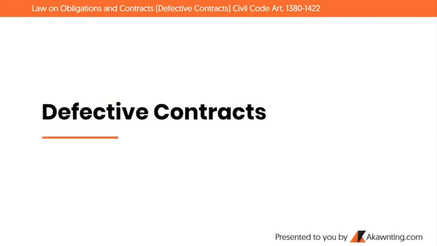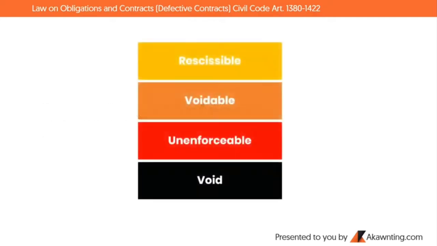So last time, nabanggit natin na there are different classifications of contracts according to their binding power. So nandun nga po ang apat na defective contracts together with a valid contract. However, hindi na po natin isasama ang valid contract sa discussion na ito dahil automatically naman kung hindi siya nagfo-fall dun sa apat na defective contracts natin, ibig sabihin that is a valid contract. Okay? So ayan. So we have 4 defective contracts. We have the rescissible, voidable, unenforceable, and void.